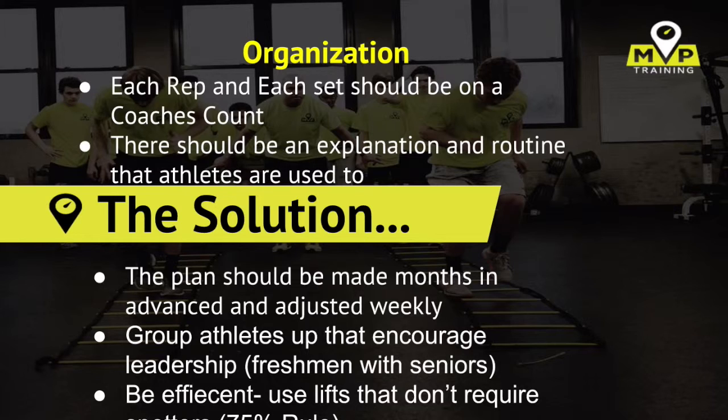And then most importantly, I think the last part about this, you really can't see this, but we'll cover it some more, is be efficient. Use lifts as much as possible that don't require spotters. There are some days that are going to require spotters, but you don't want to use lifts that do, because you're trying to be as efficient as possible. And what we call it is a 75% rule. So 75% of the athletes on that team in the weight room, a minimum of 75%, need to be working or lifting at the same time.